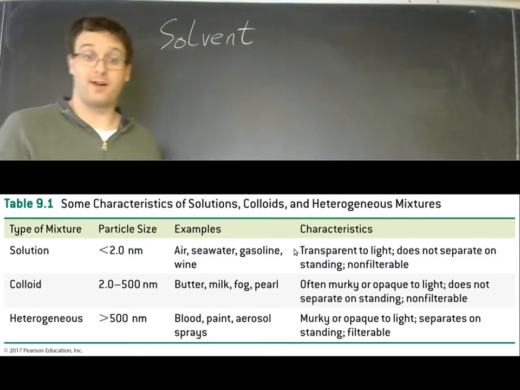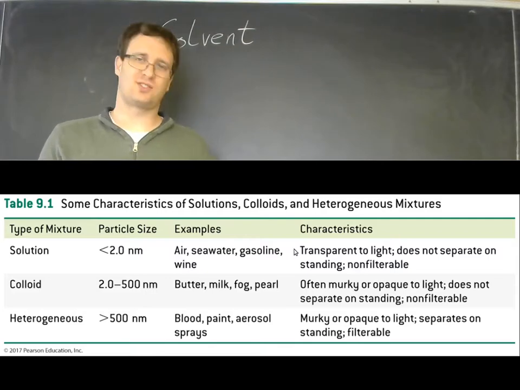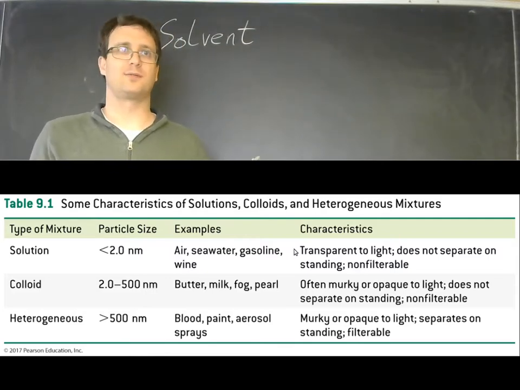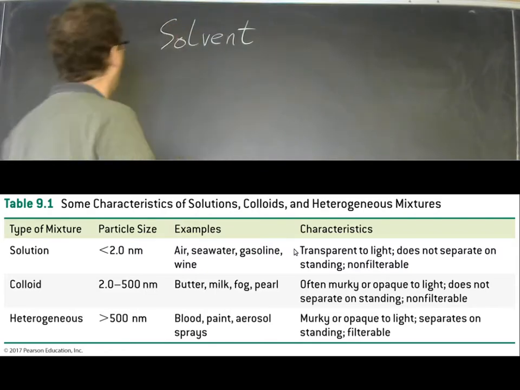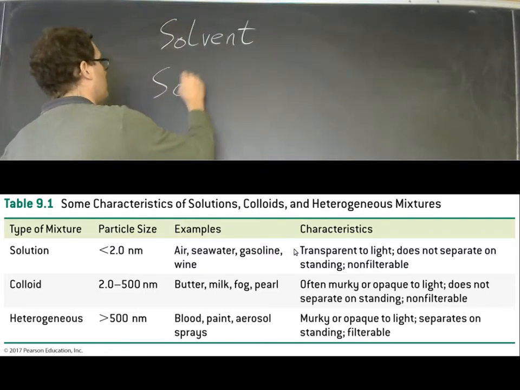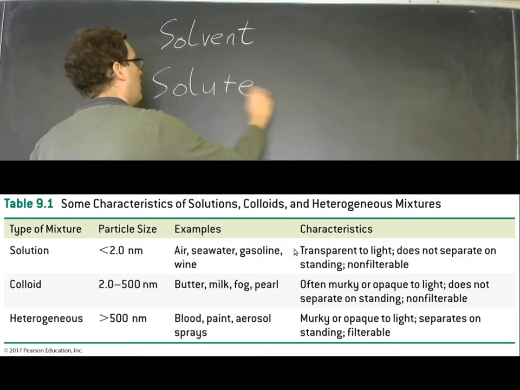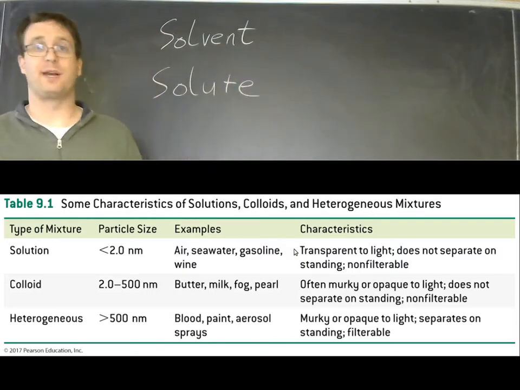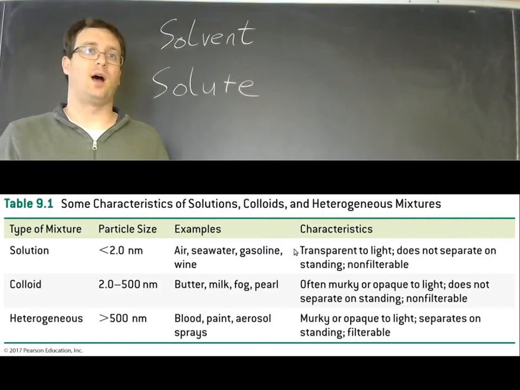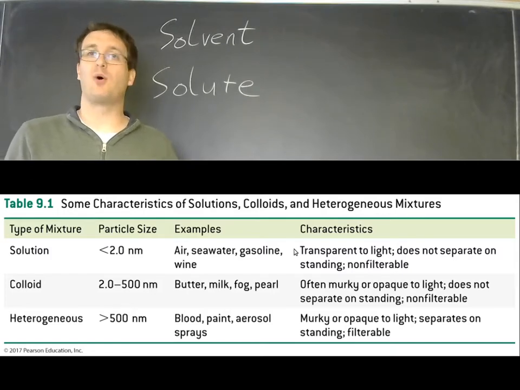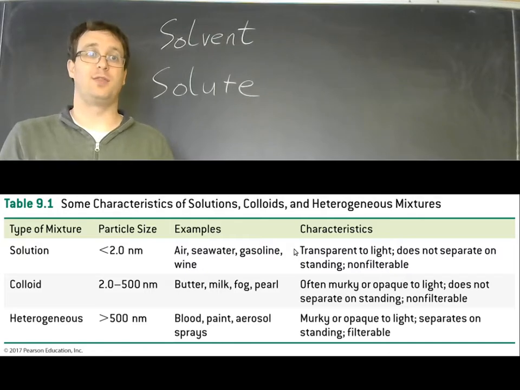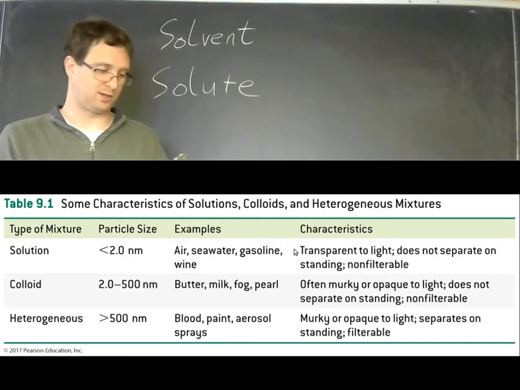In the air, for example, nitrogen is the solvent because there's like, I forget, 73% nitrogen. And then there are solutes. So the solutes are all of the other minority components. There can be just one solute, or there could be many solutes, but they're all of the other components of a mixture that are not the most abundant component.